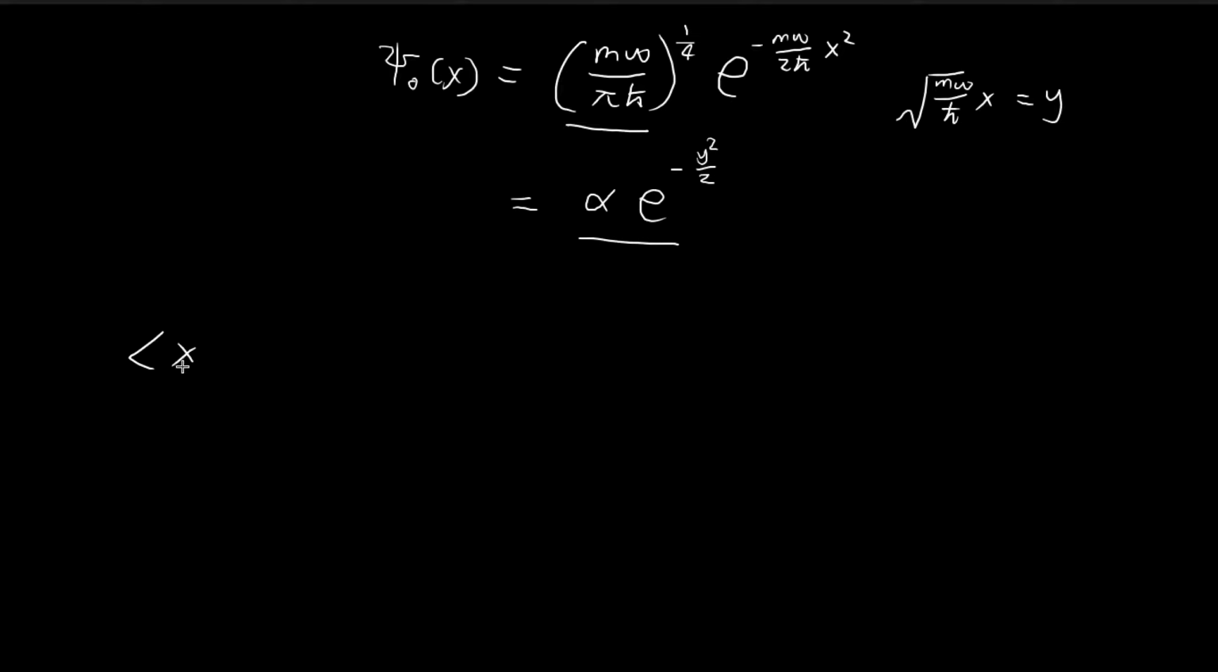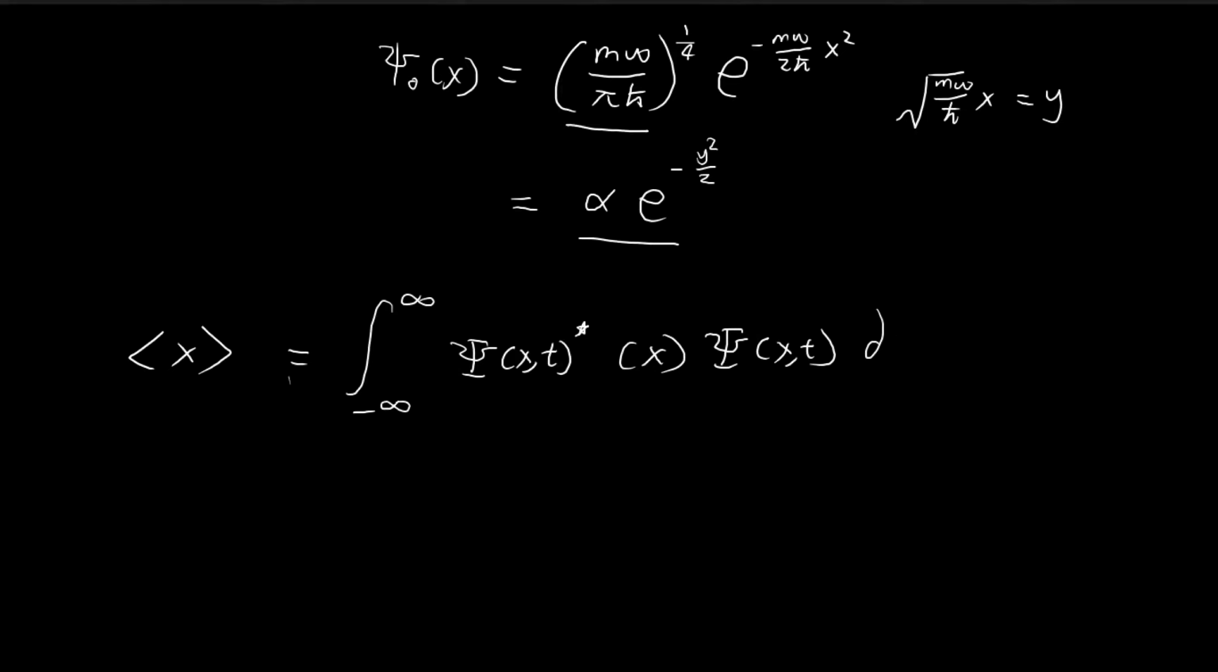First of all, we need to find the expected value of x. Recall that the formula for the expected value is that you take the wave function, you take the conjugate, and then you multiply it by x, because we're looking for the expected value of x, and then we multiply it by the wave function, and then we integrate it.